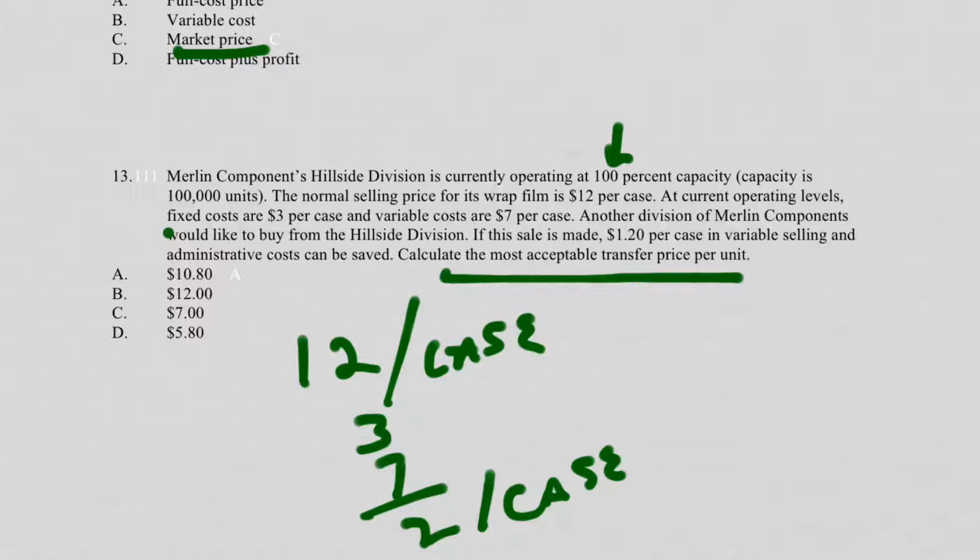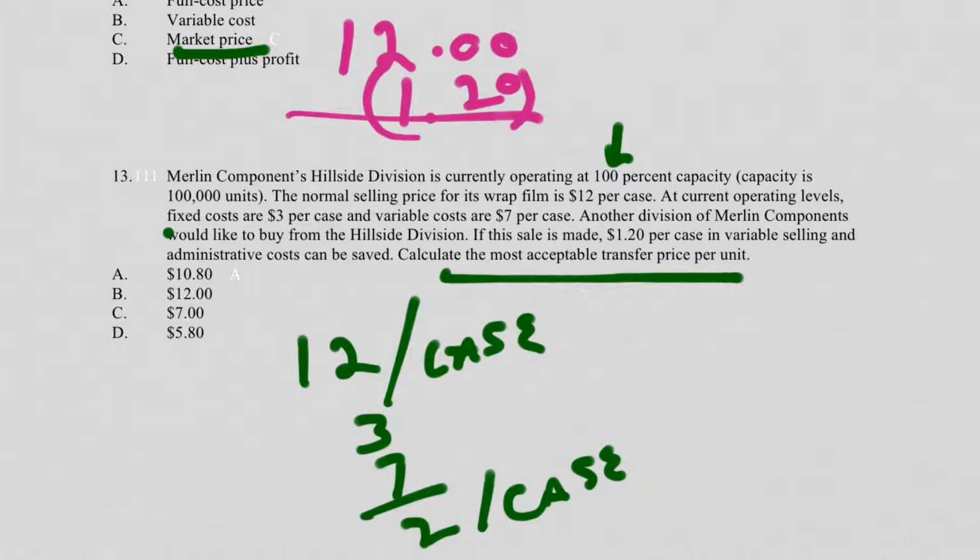What's the most acceptable transfer price? Well, we wouldn't want to make anything less. However, we can charge less because our variable costs will go down per case by $1.20. So what could we do? We could say $12 is our normal selling price, but we're going to save $1.20 on the costs, so we could go down to $10.80 and still make the same profit, because our cost to produce will be lower, but the contribution of profit that we'll make at $10.80 will still work out.